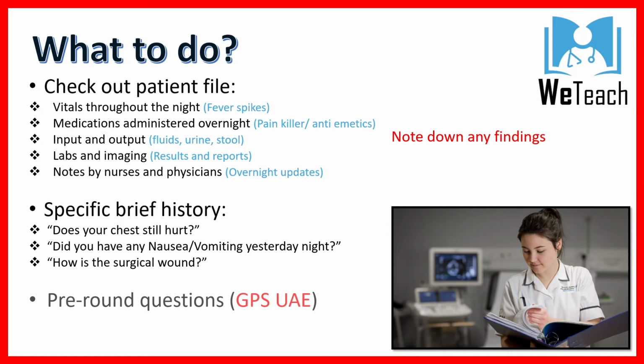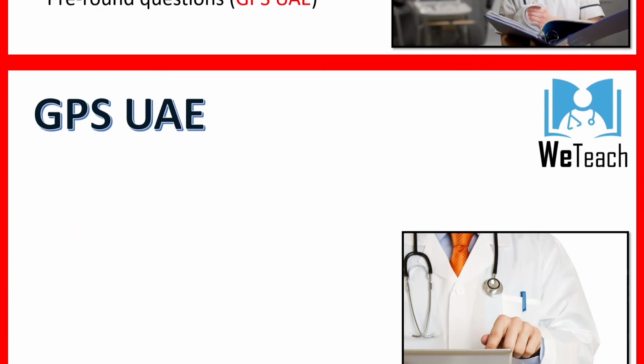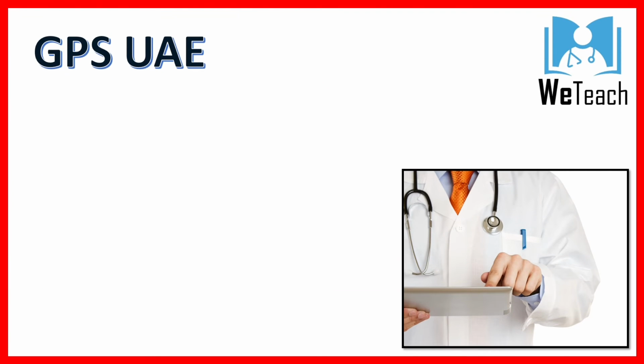Next, you'd want to ask what we call a set of pre-round questions. It's sort of similar to a review of systems, but it's meant to assess how the patient is doing overnight in the ward. You can use the mnemonic GPS UAE to remember the questions. G stands for general condition. You want to ask your patient how they're feeling. This open-ended question can always reveal problems that wouldn't cross your mind initially. P is for pain. Ask the patient if they have any pain anywhere on the body.